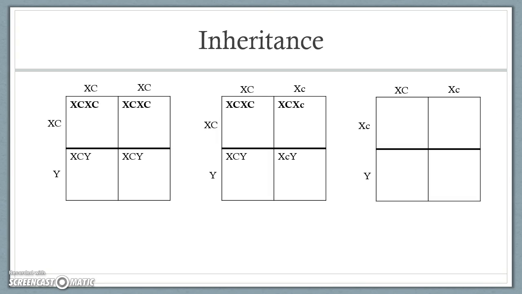In the third example, mom is a carrier or heterozygous, and dad is colorblind. Their female offspring have a 50% chance of either expressing the phenotype of normal vision but being a carrier, or being homozygous recessive and therefore colorblind. Their male offspring have a 50% chance of having normal vision or being colorblind.